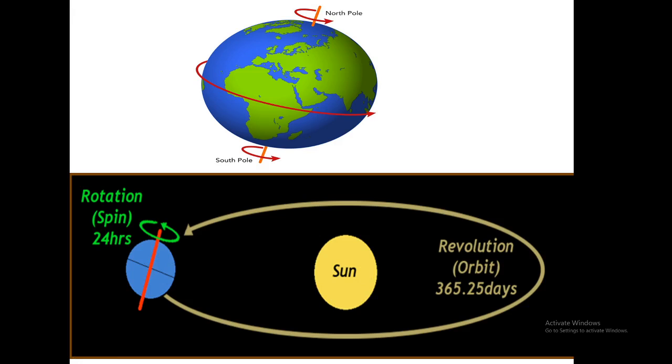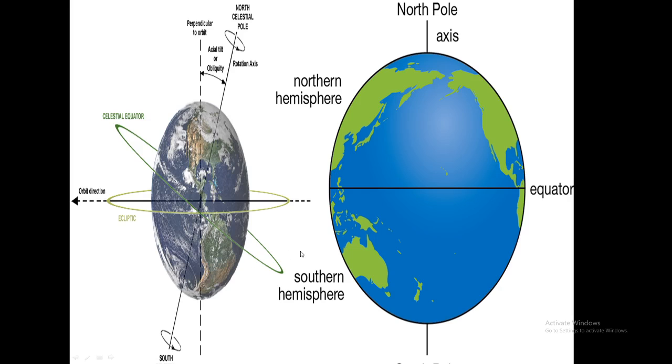So what is a solar year? The duration of the earth moving around the sun is known as the solar year. That is 365.25 days. And now, because of this revolution, what causes seasons? Now see here, how the seasons occur. And there would be no seasons if the earth was not tilted on its axis.